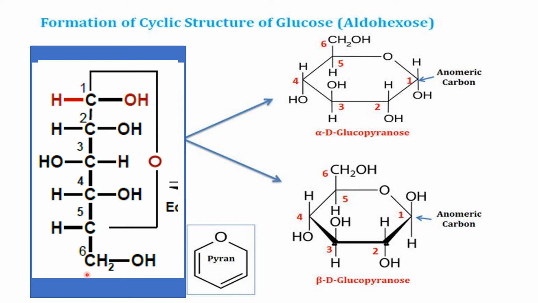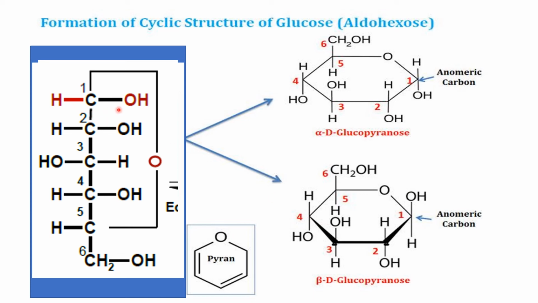But this is a bulky group. So we place CH2OH above the plane and H below the plane for the fifth carbon atom. This is alpha D glucopyranose. Why? Because this is glucose, alpha D glucose, OH group is on the right hand side. So converting to alpha D glucopyranose, in the anomeric carbon atom, the OH group is on the bottom of the ring plane. Now see, this is beta.